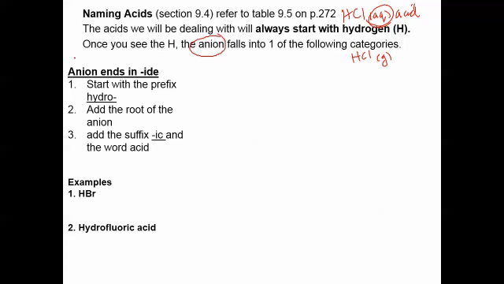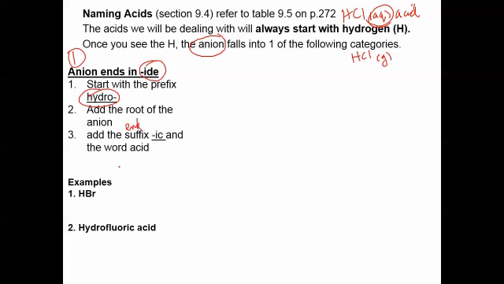The first category: if it starts with an H, we find some prefixes and suffixes that are tied together. If your anion ends in -ide, so look at the second part of the acid. Again, they all start with H. Look at the second part. If the name of that anion ends in -ide, this is what you do to name it or figure out the formula. You start with the prefix hydro in the name. You add the root of the anion, that's the word before "ide", and then you add the suffix, the ending, -ic, and then the word acid.